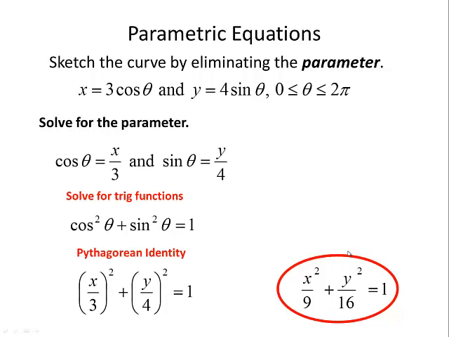Now we know that this is an ellipse with a vertical major axis of 8 and a horizontal axis of 6. Okay? All right. Next.